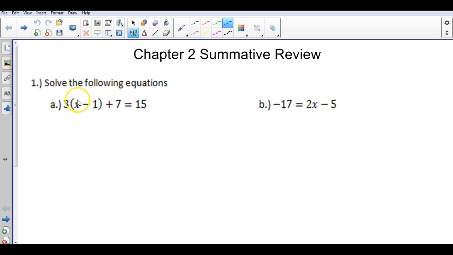In this first one, what I'm going to do is use the distributive property. So what that means is that 3 is being multiplied by both of these quantities. 3 times x is 3x. 3 times negative 1 is negative 3. Bring down the plus 7, and then set it equal to 15.